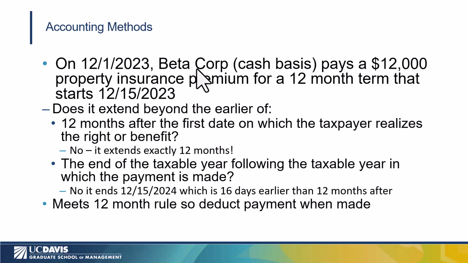So when does Beta Corp make the payment? 2023. What is the taxable year following that taxable year? Well, that's 2024. Does the benefit period end before that subsequent taxable year ends? Yes, it does, because it ends on December 15th of 2024. So as a result, this meets the 12-month rule. So the entire $12,000 will be deducted when the payment is made.